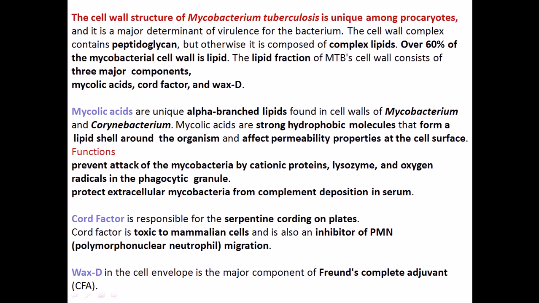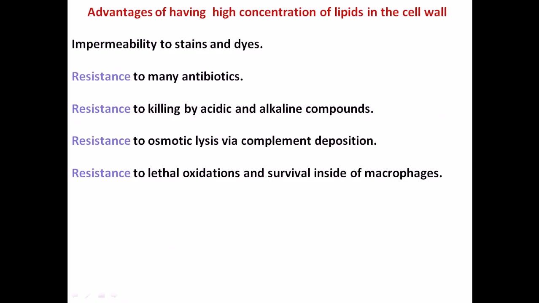Okay, and the third important factor is wax D. In the cell envelope we can find this wax D. It's a component of Freund's complete adjuvant, and this wax D is also a lipid, and it helps the bacteria escape from phagocytic cells.